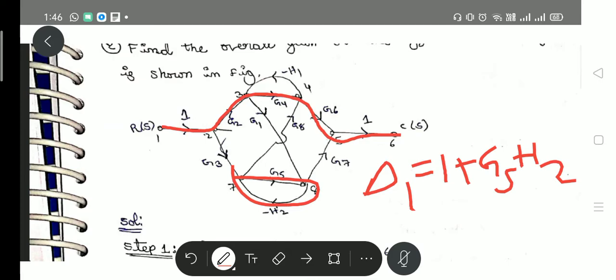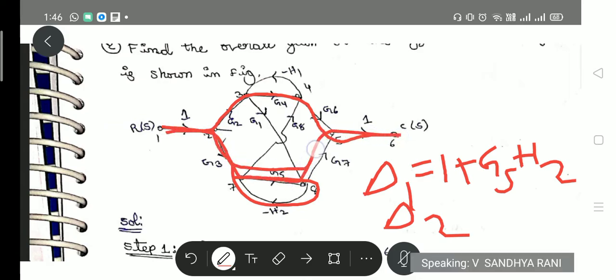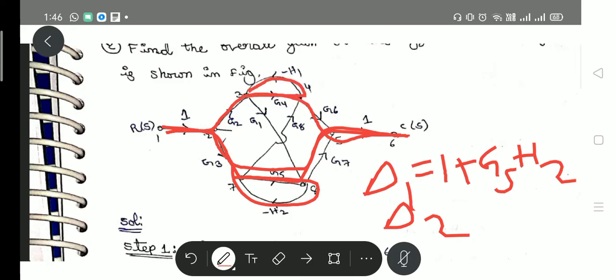Next we can take delta 2. Delta 2 is for the second forward path. This is the second forward path. The non-touching loop for the second forward path is 3, 4. Right? So we can write 1 minus the loop gain, so minus into minus gives plus, so 1 plus G4 H1. This is for the second forward path, right?